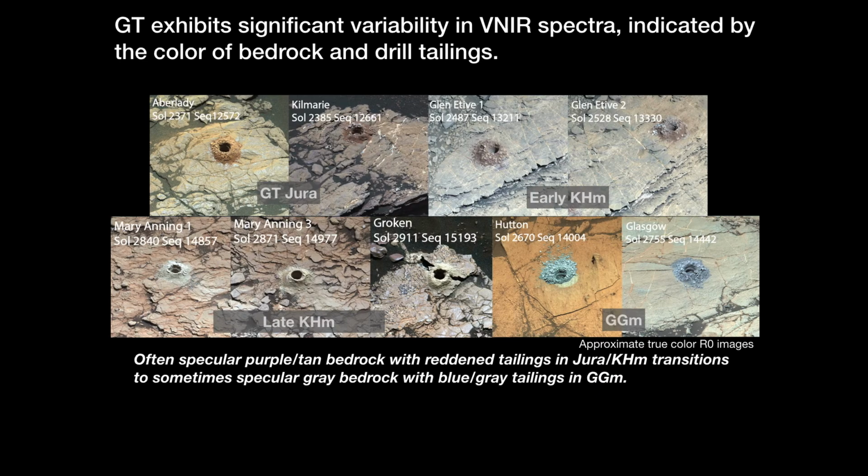Glen Torridon exhibits significant variability in VNIR spectra, which can be indicated by the color of bedrock and drill tailings. So all of these images are approximate true color Mastcam images of the drill sites within Glen Torridon. In the Glen Torridon Jura and Knockfarrill Hill, we often see specular purple-tan bedrock that has more reddened tailings, that transitions to sometimes specular gray bedrock with blue or gray tailings in the Glasgow member.